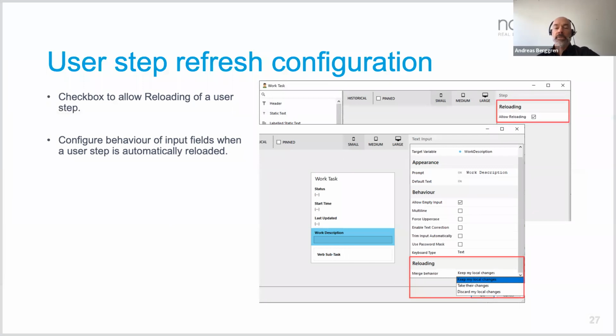And for individual input fields, you can set the merge behavior. So that could be keep my local changes, take their changes, discard my local changes. So this setting will define what will happen if we have conflicts in the data the user has entered and the data from the machine step.